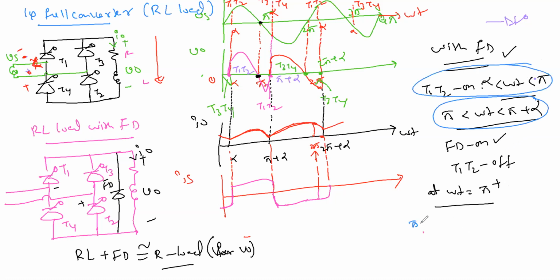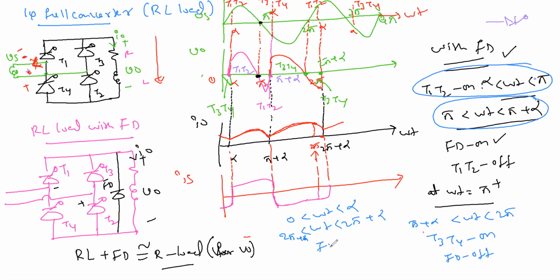Next one. Next what is happening? Pi plus alpha to 2 pi. What is the on? At pi plus alpha, T3, T4 on. Okay. FD is off. Definitely FD is off. If you want to make this clear, FD off hoga. T1, T2 also off already. Then what will happen? Next one. Omega T is between 2 pi to 2 pi plus alpha, that is 0 to alpha. What will happen here now? Now FD is on again. FD on. T3, T4 off. Naturally gets off.